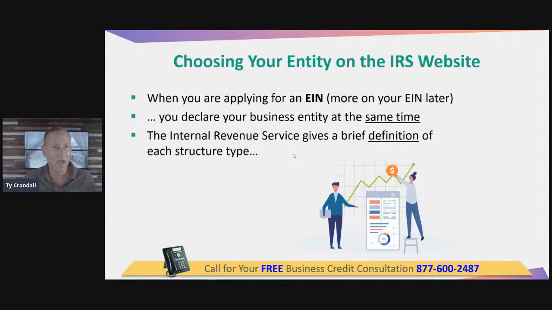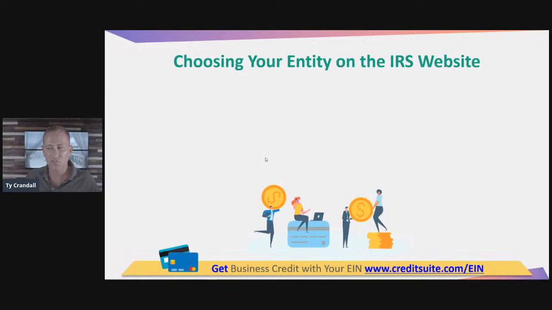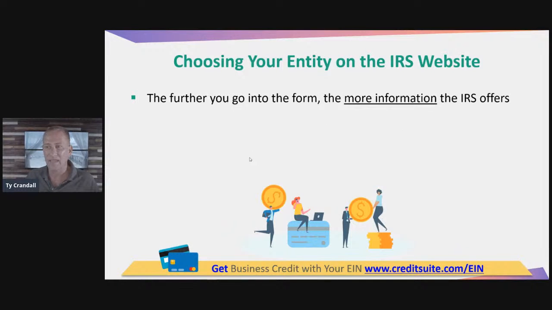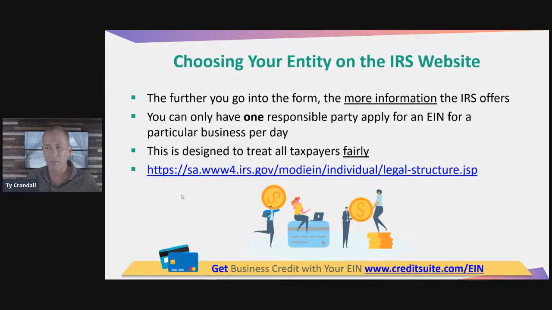Okay. Once you're done getting your entity set up, you want to go to the web, irs.gov, and get an EIN set up with them. The Internal Revenue Service gives a brief definition of each structure to help you once you actually file that EIN. The further you go into the form, the more information the IRS offers.